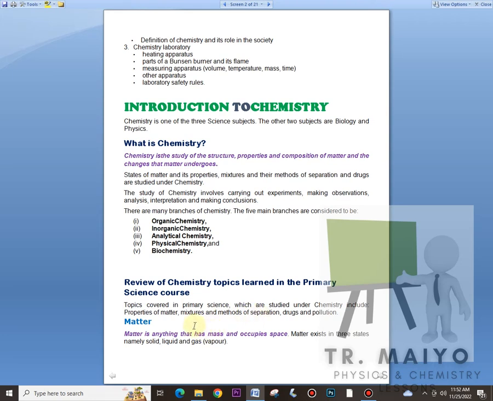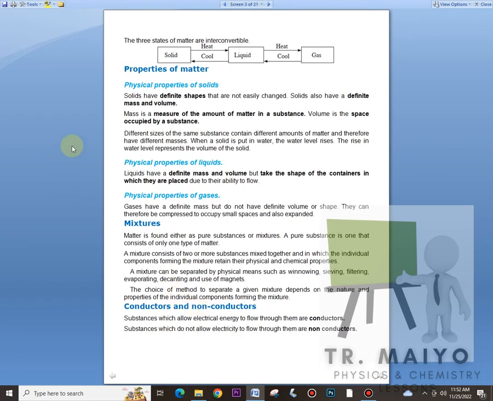Matter is anything that has mass and occupies space. That is a definition that everybody knows. It exists in 3 states. We know the 3 states of matter: solid, liquid, and gas. Gas can sometimes be known as vapor. You can see this particular flow chart. The 3 states of matter are interconvertible, meaning what? You can change a solid to liquid, liquid to gas, and vice versa.